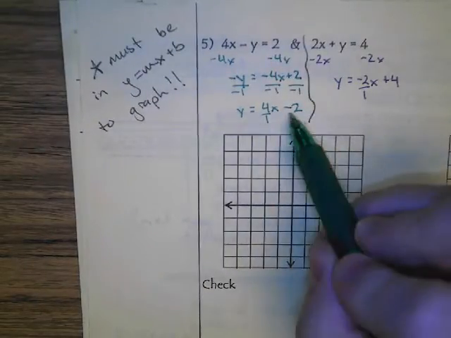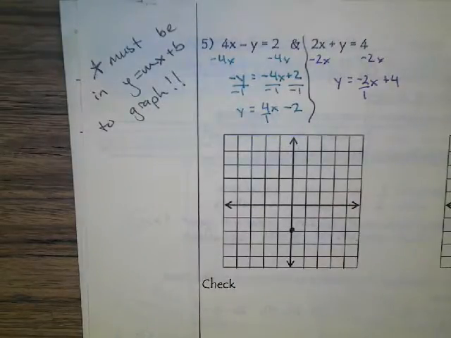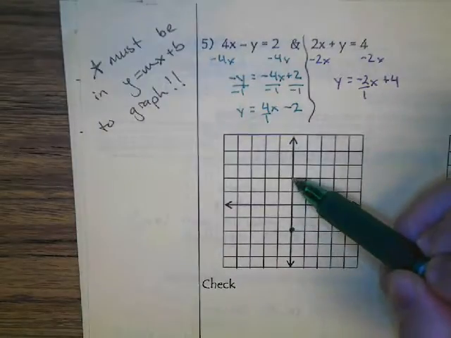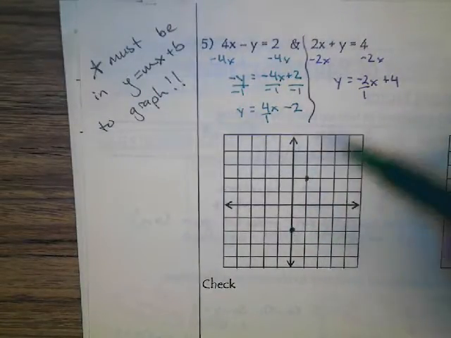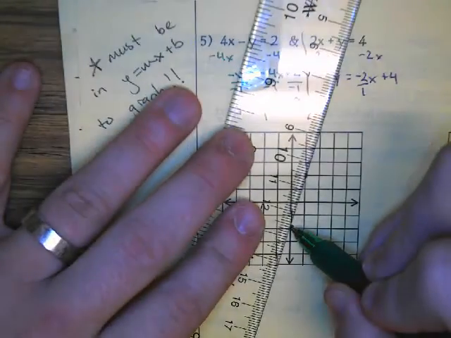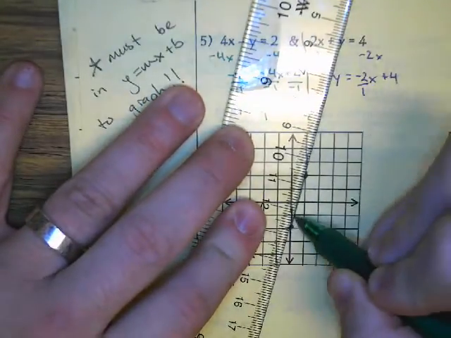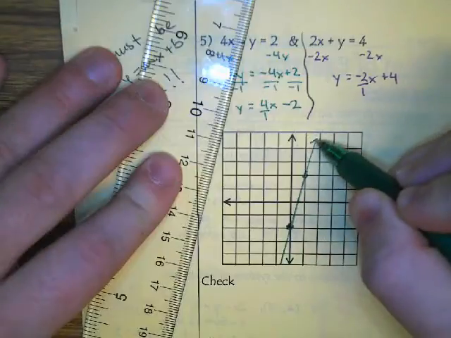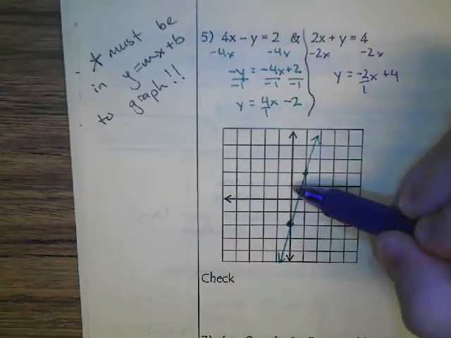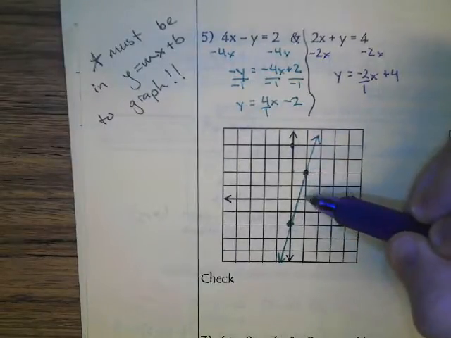So we'll first graph this line, the green line. I'll start by going down 2. And then my slope is up 4 and to the right 1. 1, 2, 3, 4, and to the right 1. Let's connect our dots. Then my purple line started at +4. 1, 2, 3, 4. And then we'll go down 2 to the right 1.